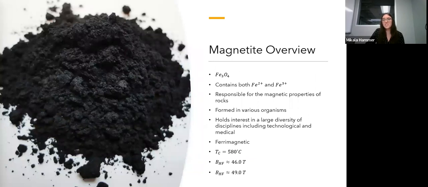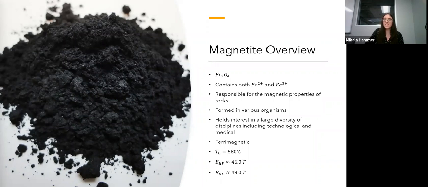Next, we have magnetite. Magnetite is interesting because it contains both iron 2 and iron 3 in its structure. It is responsible for the magnetic properties of rocks and is formed in various organisms such as bacteria, or you can also find it in the beaks of pigeons. It holds a large interest in a variety of disciplines, including technological, as we talked about previously, and medical, where it's currently being used to help treat cancer and as a drug delivery system.